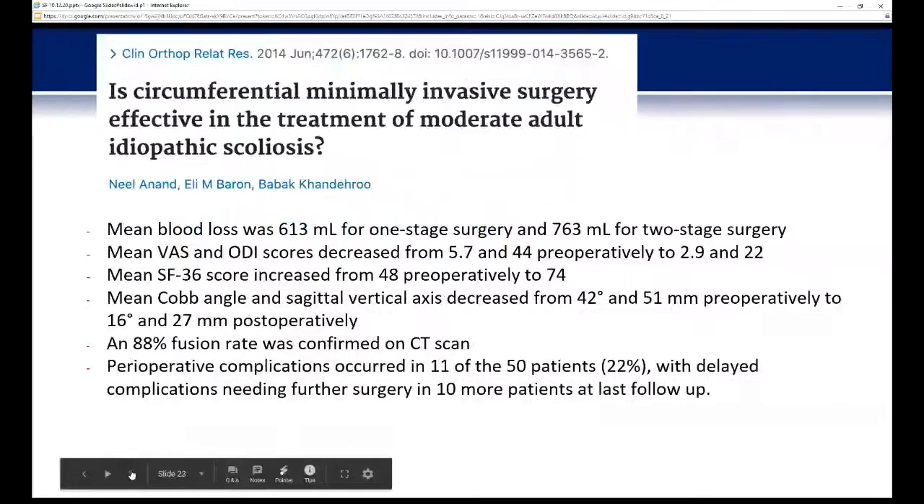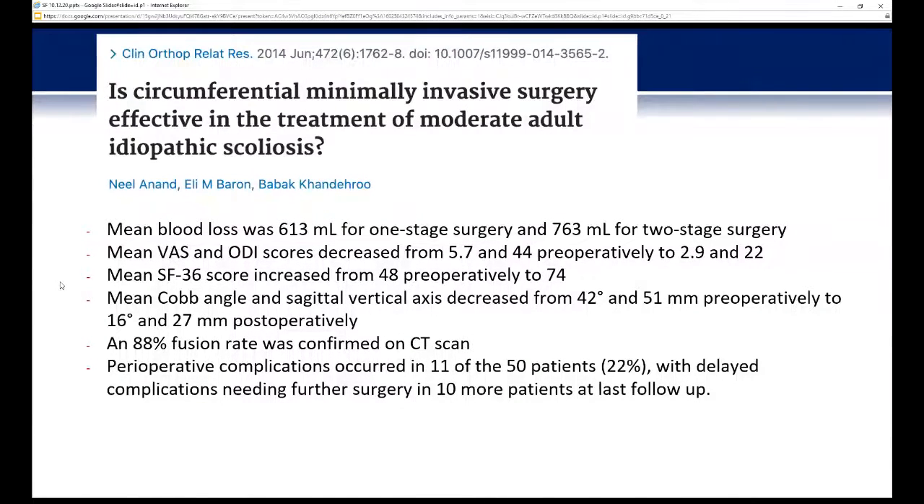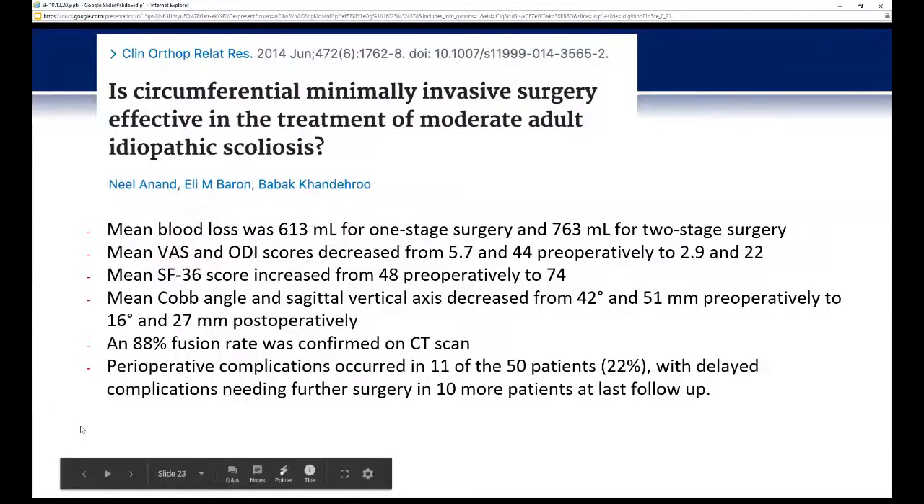In terms of circumferential deformity correction, this paper by Neil Anand again showed decreased blood loss and deformity correction, showing that effective deformity correction can be achieved with MIS circumferential techniques.